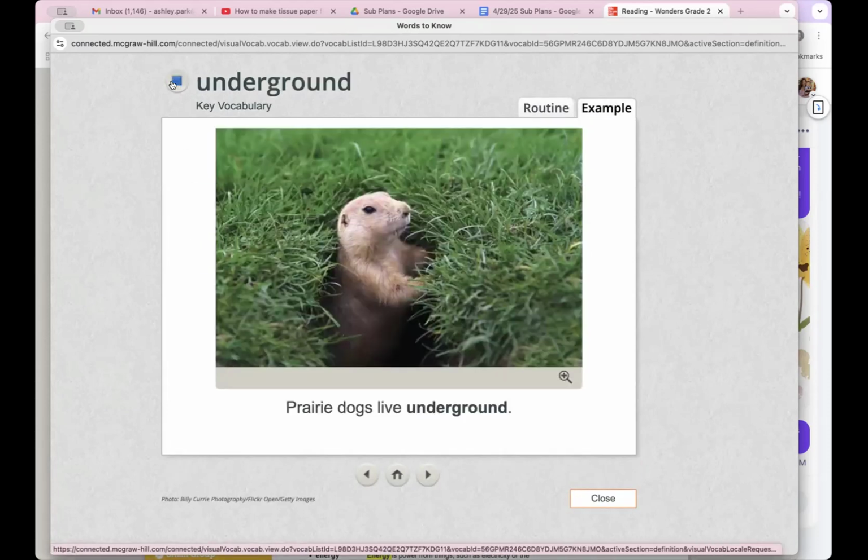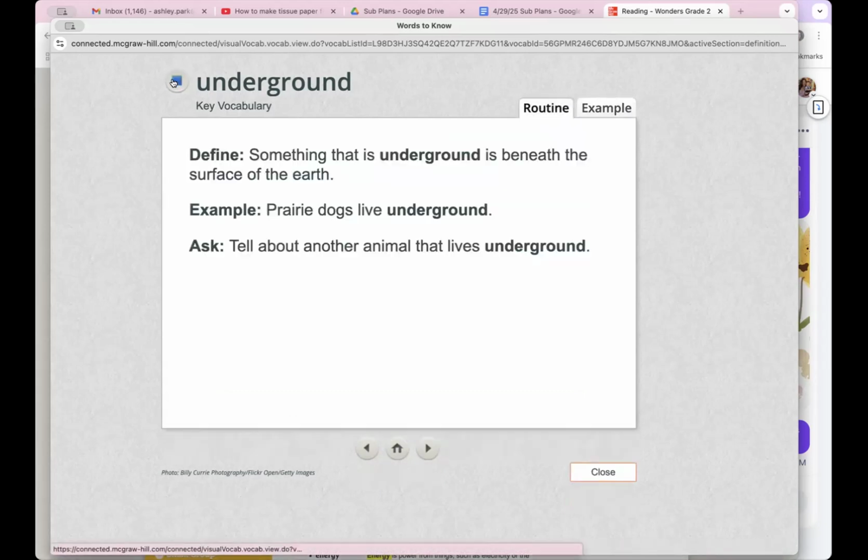Underground. Prairie dogs live underground. Something that is underground is beneath the surface of the earth. Tell about another animal that lives underground.